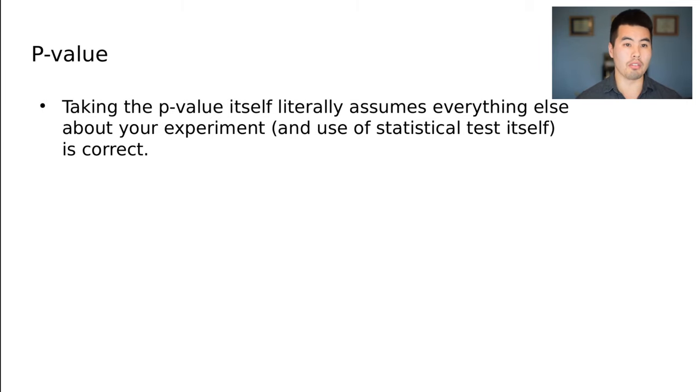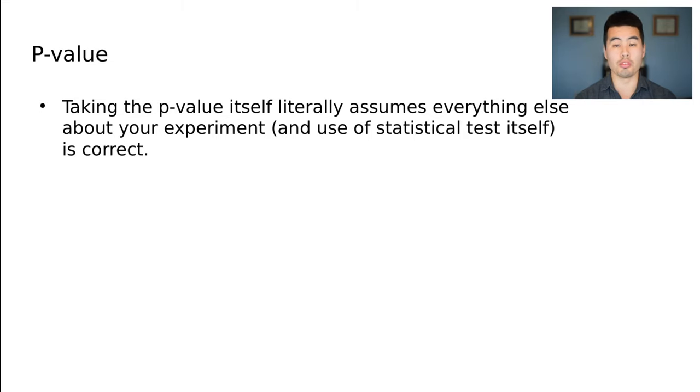So the p-value itself also makes the assumption that everything else about your setup is correct. This is just the likelihood of not being able to reject the null hypothesis due to the way that the data looks. This has nothing to do with how good your data is. If you have garbage data coming in, your p-value will be garbage too.